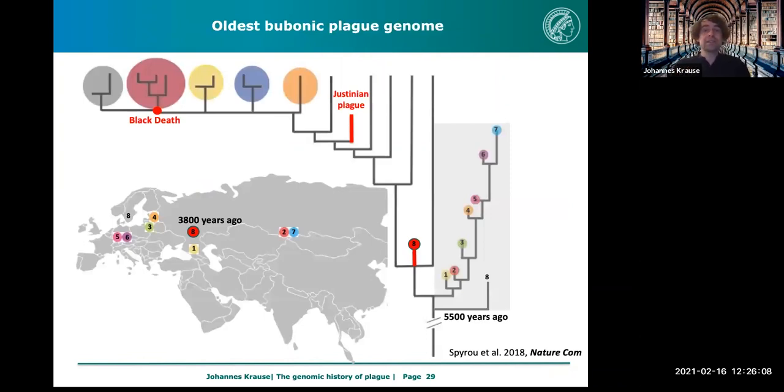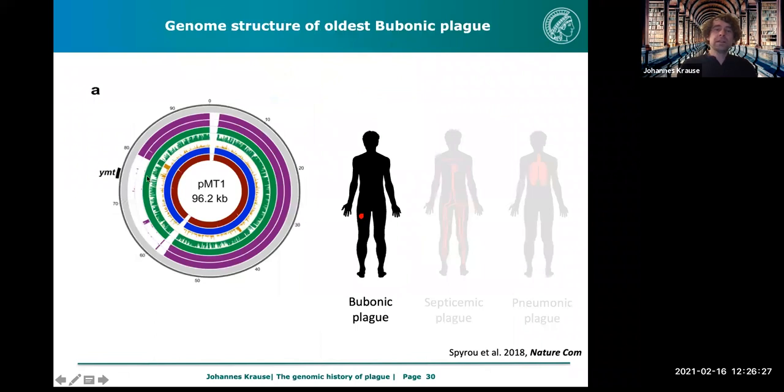What we now also have is a genome that is about 3,800 years old, so also from the Bronze Age, which in fact falls in the phylogeny not with Stone Age plague, but it actually falls basal to modern Yersinia pestis. You can see that there's one branch here branching off from the others. And if you look at the genome, it's in green here.